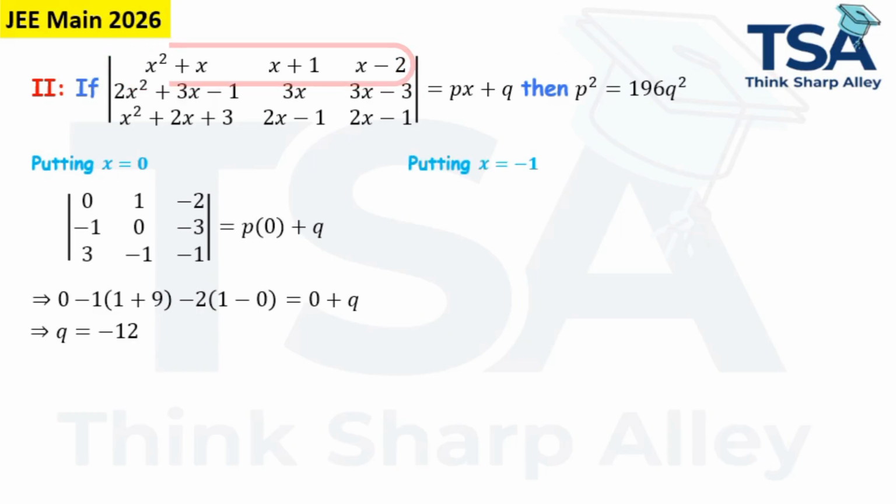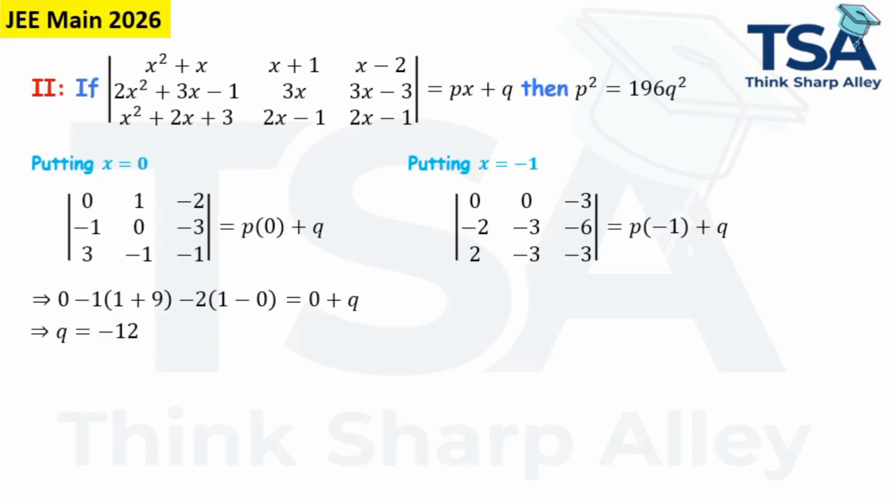So if we put x equals to minus 1, something magical happens. Minus 1 makes the first 2 elements 0. So now our expansion is just one single step. On the RHS, we get minus p plus q. Now since we already know q from our first step, finding p becomes effortless. So no messy algebra, just smart substitution. I've expanded this obviously using the first row, and that gives me p equals to 24.